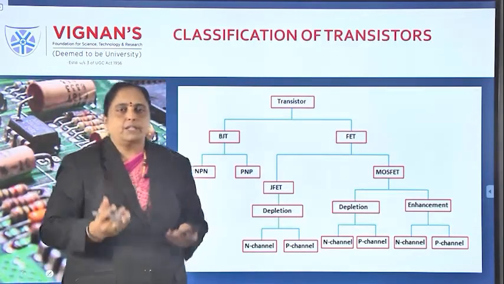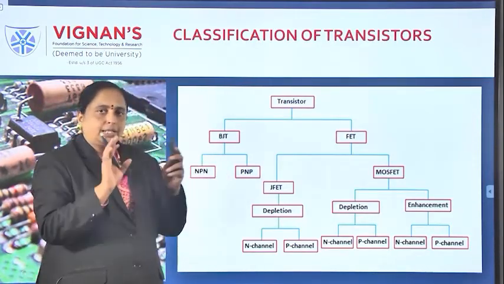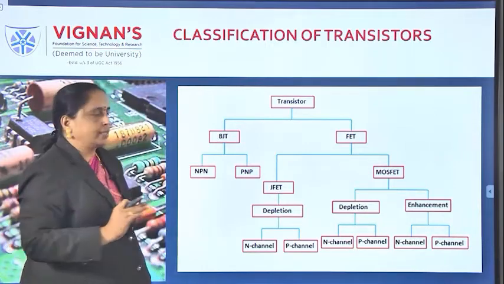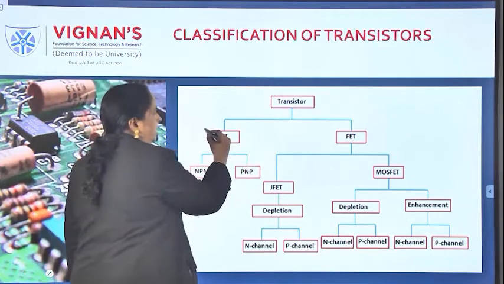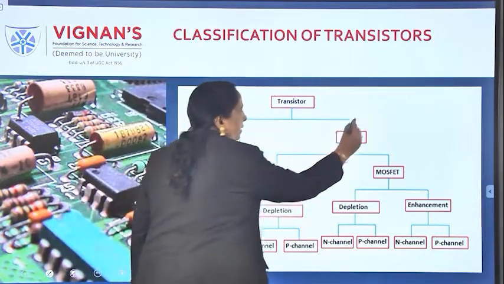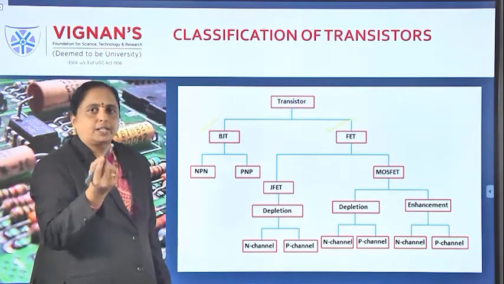Then how to classify the transistors? Because a transistor is of course a 3-terminal device. There are some other transistors also there. So the basic classification is BJT and another one is a FET, field effect transistor.